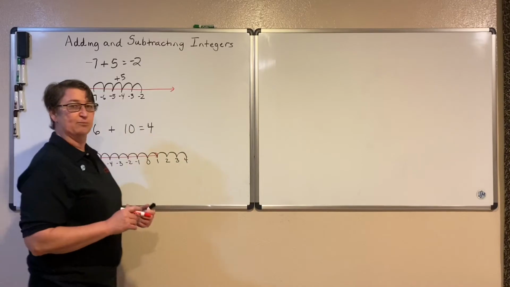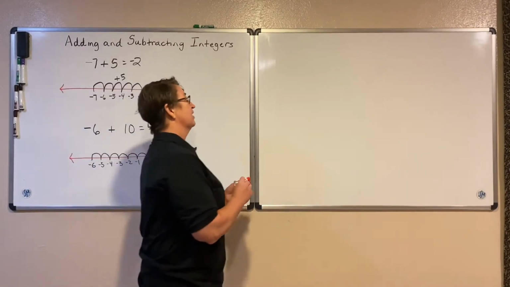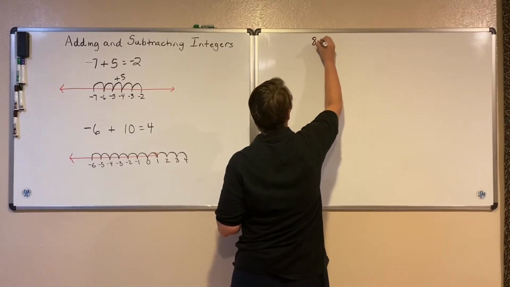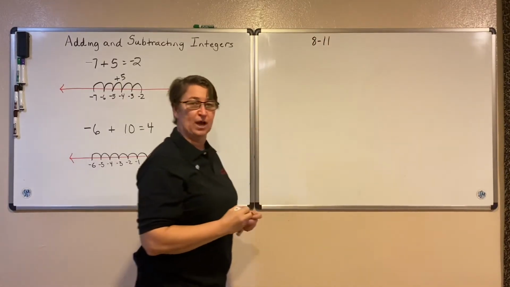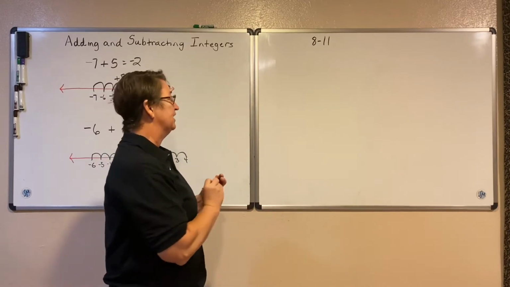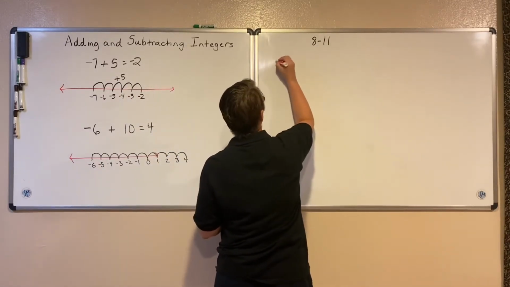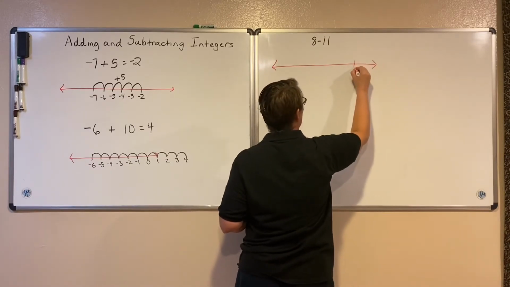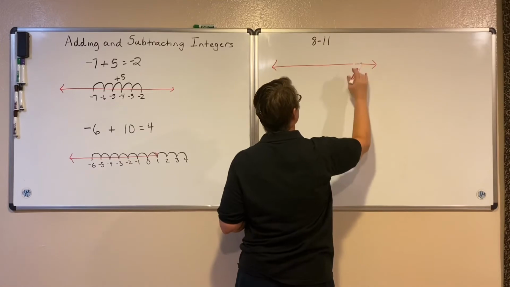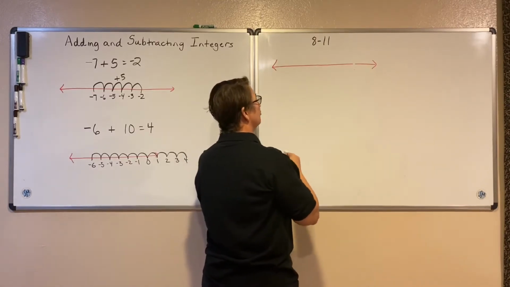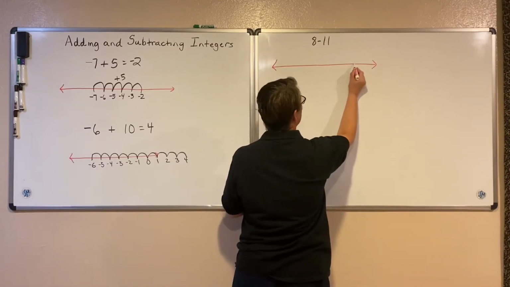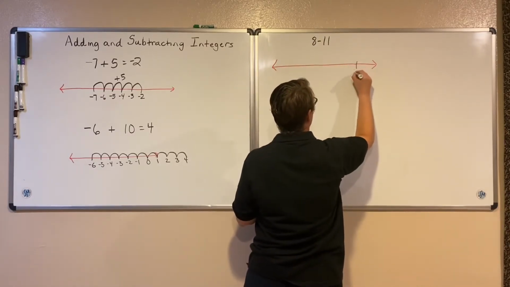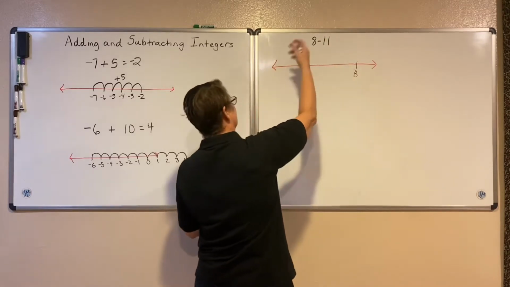Let me do some more examples where their signs are different. This time, I'm going to do the example of 8 minus 11. I'm going to use my number line again. I'm going to do that same idea where I start at my 8. So I'm going to start at the number 8. And this time I'm going to go towards negative land. So that minus here says to go to the left. So this time I'm actually in positive land, but the negative says to go towards the left.